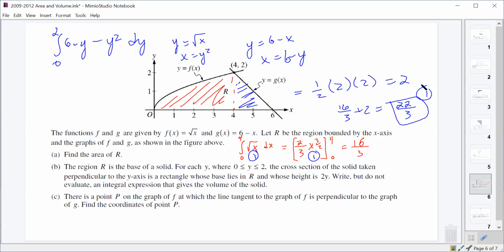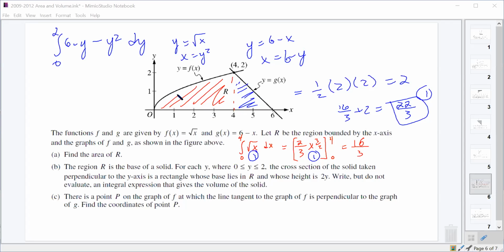All right, so for part B, we got R as the base of a solid, and from y equals 0 to y equals 2, cross sections perpendicular to the y-axis are rectangles whose bases lie in R. So our base is here, and our height is 2 times that value. It's 2 times y. And we're writing but not evaluating an integral expression that gives us the volume of this solid.